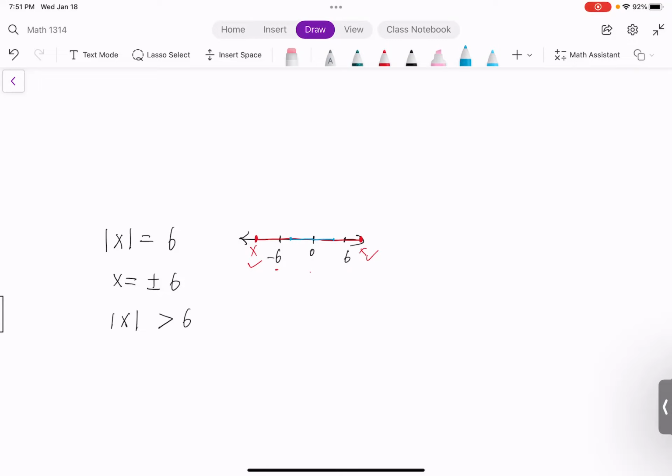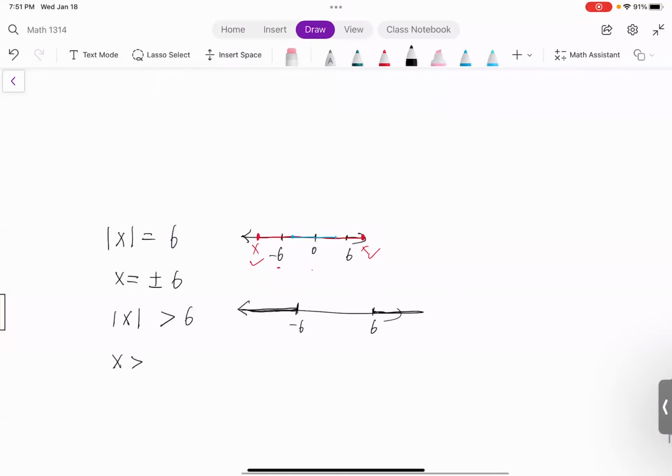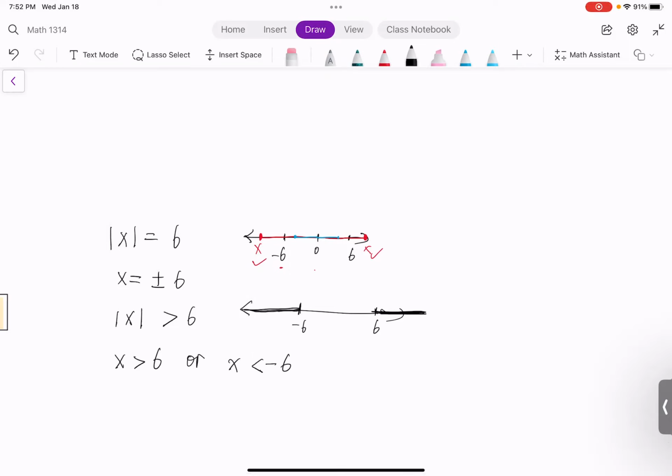That means I can only choose a point on the left-hand side of -6, and on the right-hand side of +6. So we can list two inequalities. One is x is greater than 6, so greater than 6 is this area, and x is less than -6, or I say x is greater than the big number and less than the small number, the negative number. And then we can write them in interval notation.